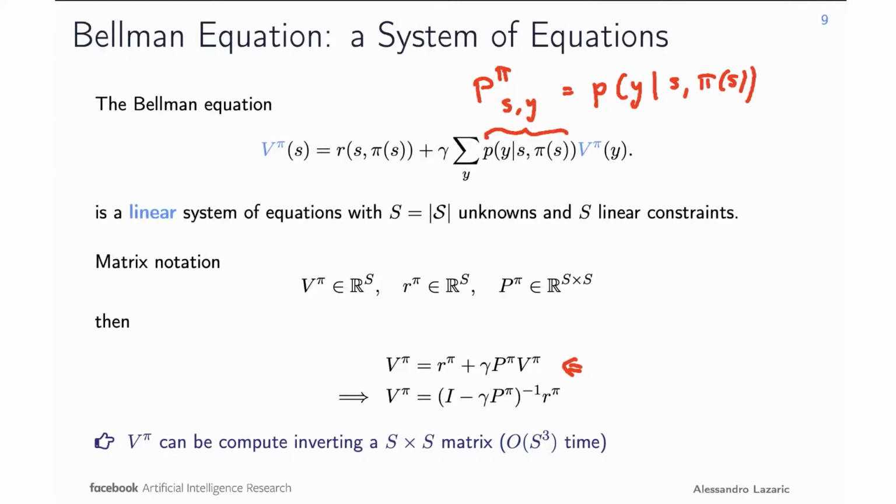Just a minor technical note: this matrix is always invertible because gamma is strictly smaller than one, and P pi is a stochastic matrix. So stochastic matrices have eigenvalues bounded in [0, 1]. If I multiply by gamma, I obtain eigenvalues which are smaller than 1. And so all the eigenvalues of I minus gamma P are strictly bigger than 0, and so this matrix is invertible. It's just to say that the solution always exists. There's no technical problem with that.